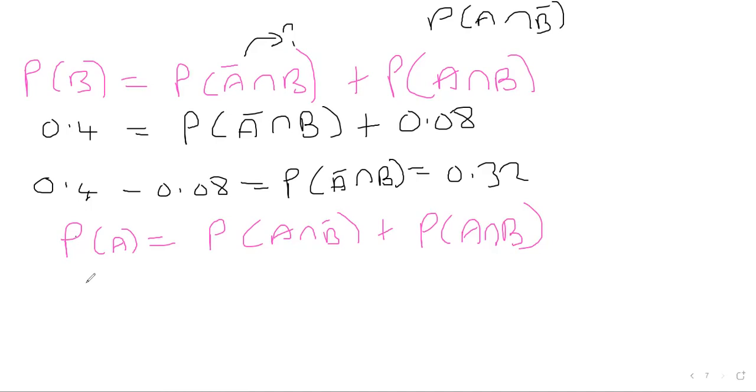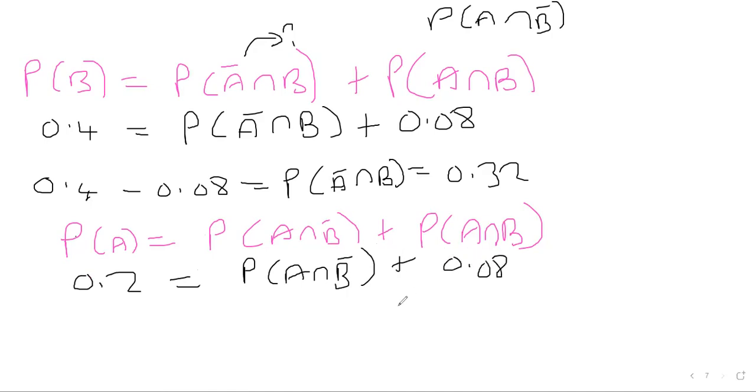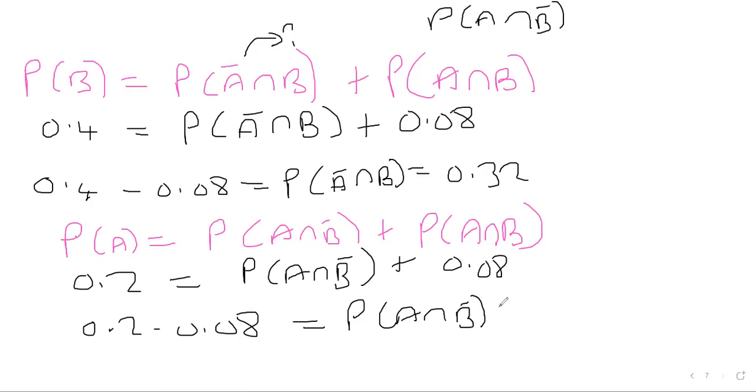So P(A) is 0.2. You substitute now 0.2. The complement on B, we don't know. That's what we want to solve. The intersection, normal, we calculated it as 0.08. So how do we find the complement on B? We simply subtract 0.2 minus 0.08. So this will give us what? A intersection B complement. So this will be 0.12.